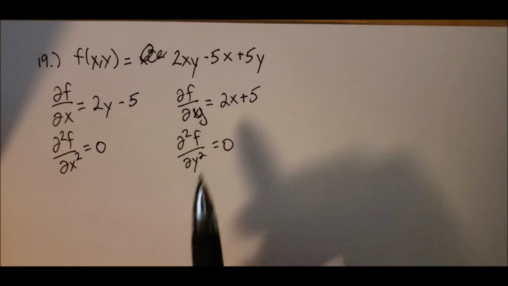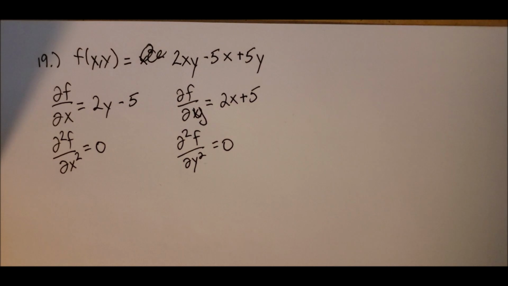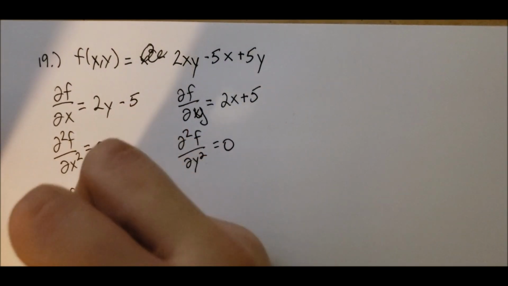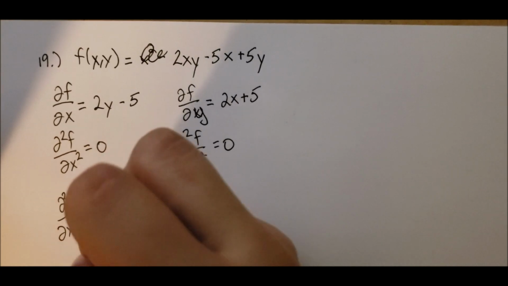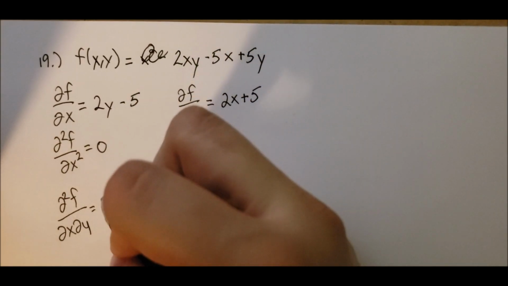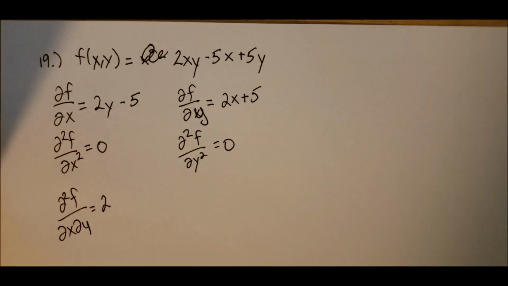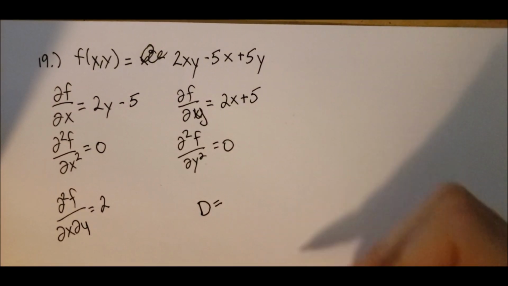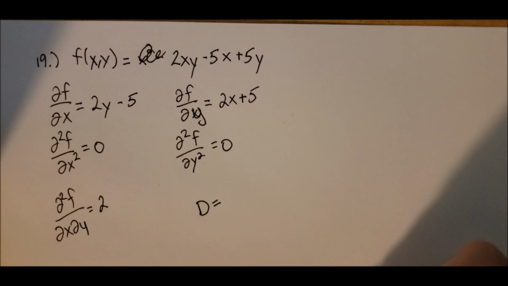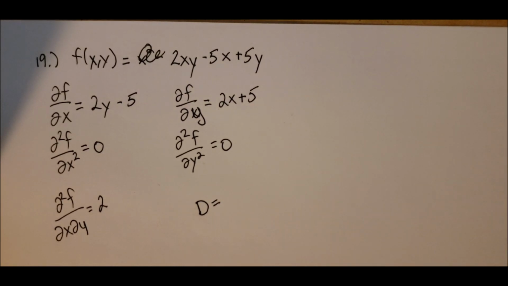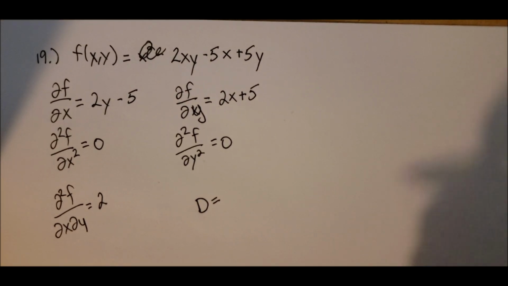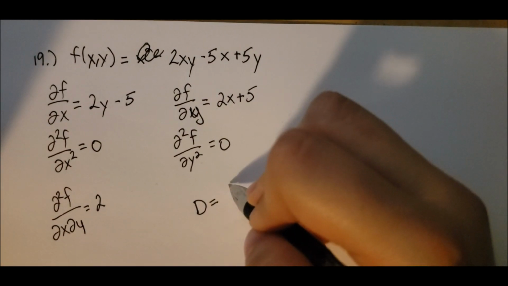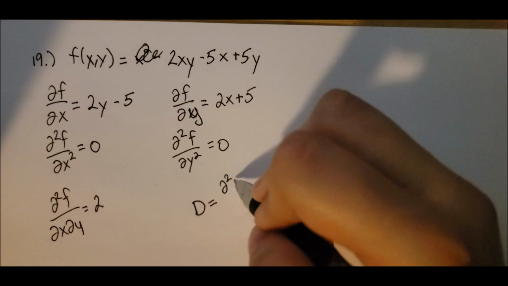So this one, both the second derivatives are equal to 0. So I'm going to look at the mixed partial, which is 2. A way of determining a classification of a critical point is to look at the second derivatives.